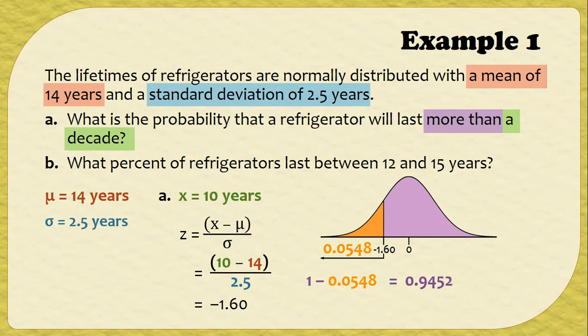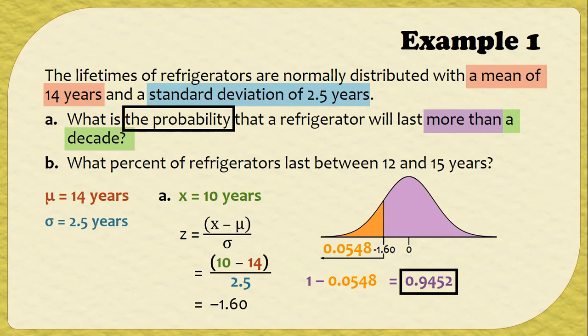Okay, so we're almost done now. After you find your answer, you want to make sure that your answer is in the correct format. Going back up to this question one last time, it says, what is the probability that a refrigerator will last more than a decade? Our key word here is probability. If it says probability or proportion, that means we want the answer in decimal format. So because we want probability, we want our decimal answer. If it says percent, then we're going to change that into a percentage. But for probability, keep it in decimal form.